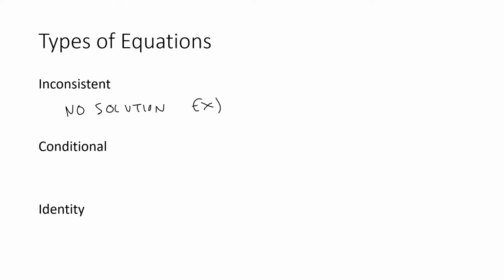For example, x equals x plus 1. I challenge you to find a value of x that you could plug into that equation that would cause the statement to be true. It will never happen. That statement can never be true. It will always be false. Therefore, it is inconsistent.